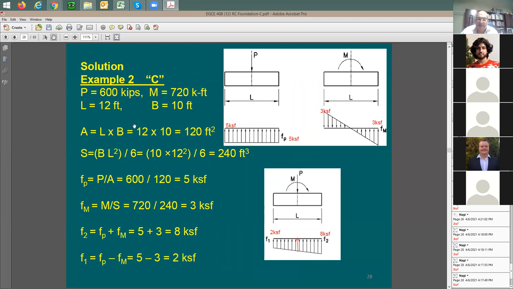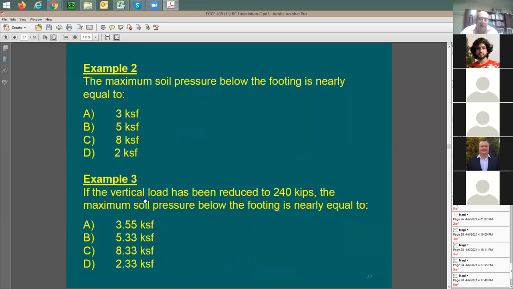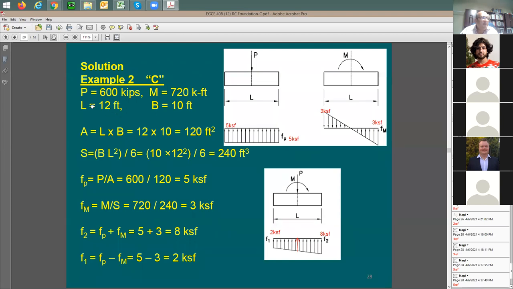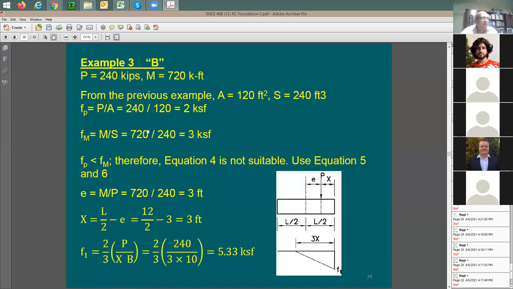Now I need to go to example 3 and see what's going on. In example 3, if I may go back one slide, it says the vertical load has now dropped to 240 kips. What does it mean? Would the contact area change, L and B? No. Would the moment change? No. Just P is going to change. Meaning, here's a new axial force and here's the same moment. The area is the same, S is going to be the same.